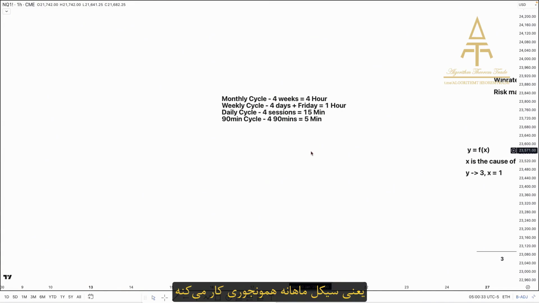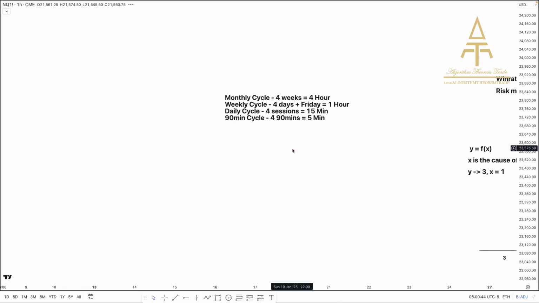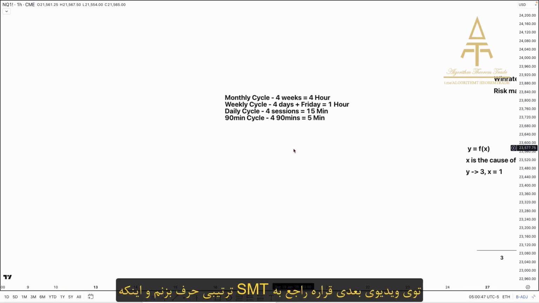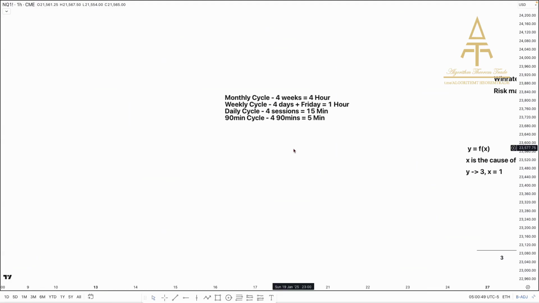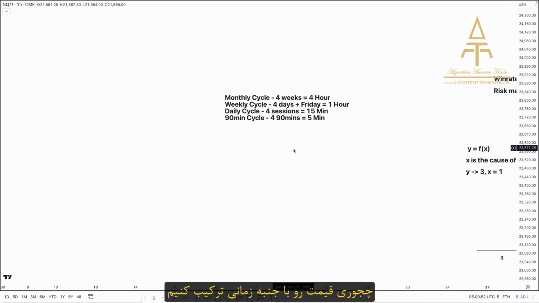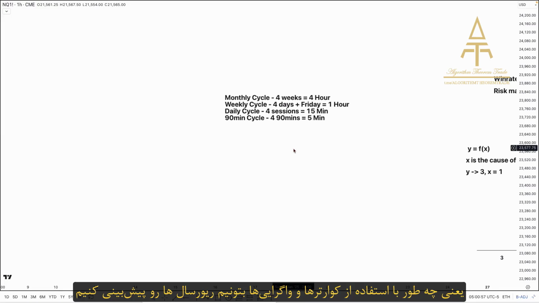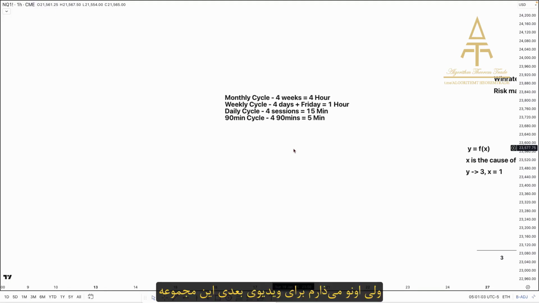We must understand that all of these cycles and how they function are fractal. So the monthly cycle will function in the same manner that the 90-minute cycle will function. And of course, there are other cycles as well, but these are the only ones we will be paying attention to. And in the next video, I will be going over sequential SMT and how to blend price in with the time aspect, so the quarters, and how we can use divergences to anticipate reversals. But I will go on to that in the next video of this series.